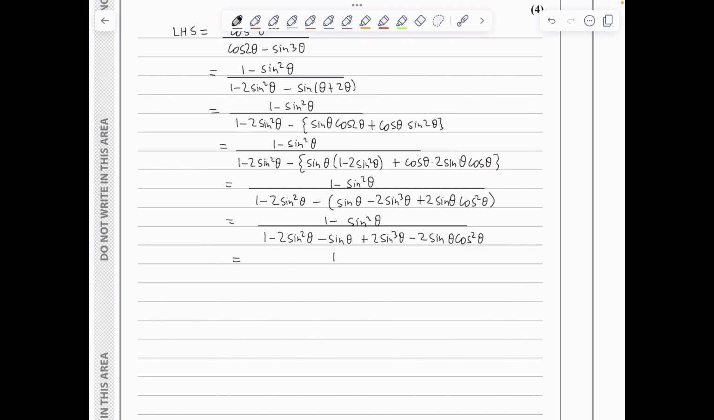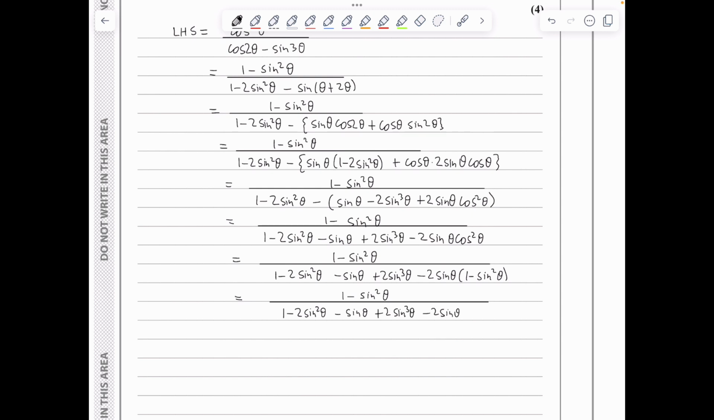So this leads to (1 minus sine squared theta) over (1 minus 2 sine squared theta minus sine theta plus 2 sine cubed theta minus 2 sine theta), and then brackets 1 minus sine squared theta. So we've got (1 minus sine squared theta) over (1 minus 2 sine squared theta minus sine theta plus 2 sine cubed theta minus 2 sine theta plus 2 sine cubed theta). So I'll put everything nicely together.